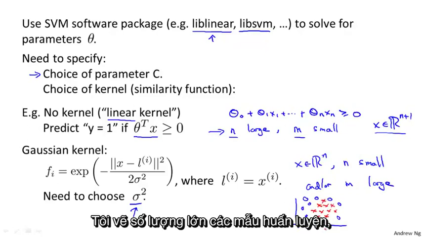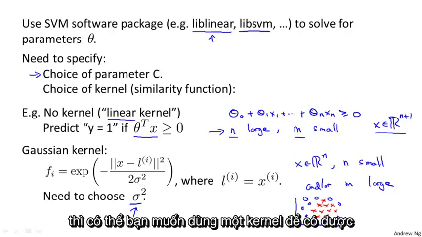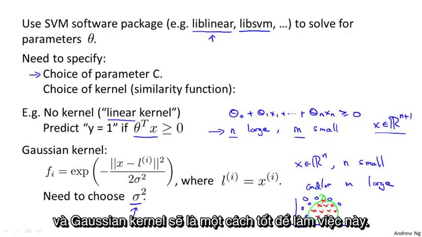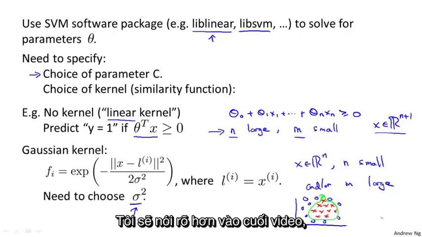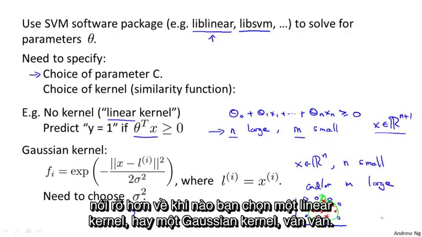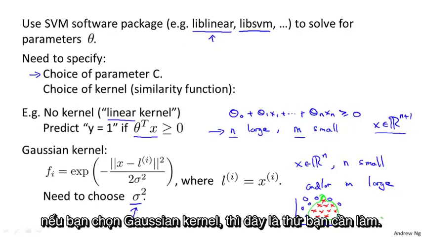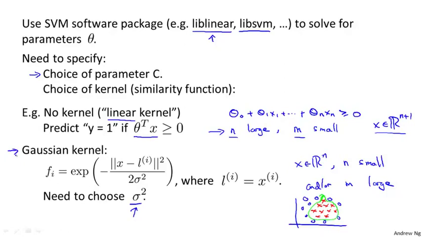So I've drawn in a fairly large number of training examples. Then maybe you want to use a kernel to fit a more complex nonlinear decision boundary, and the Gaussian kernel would be a fine way to do this. I'll say more towards the end of the video about when you might choose a linear kernel or a Gaussian kernel and so on. But concretely, if you decide to use a Gaussian kernel, then here's what you need to do.